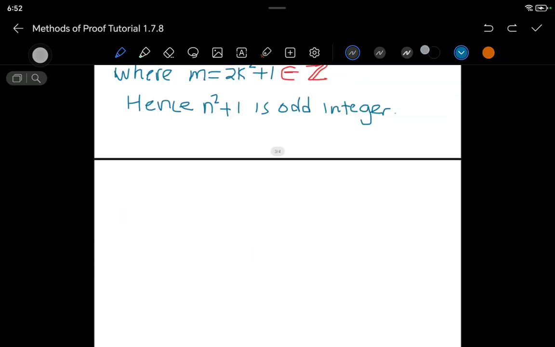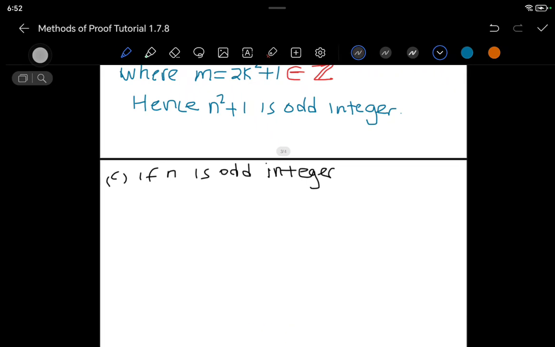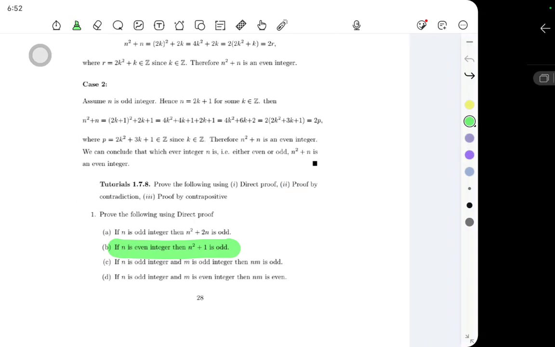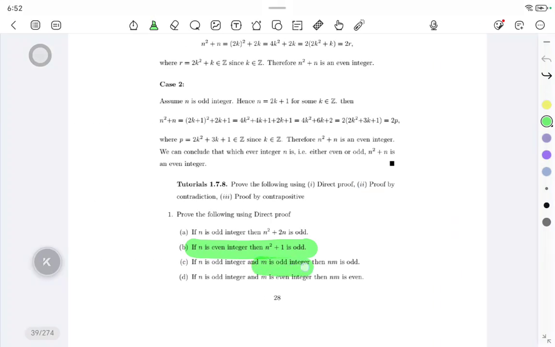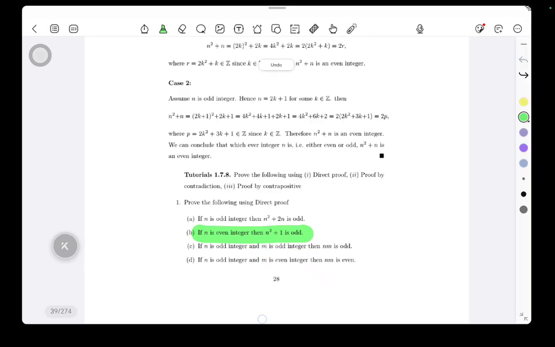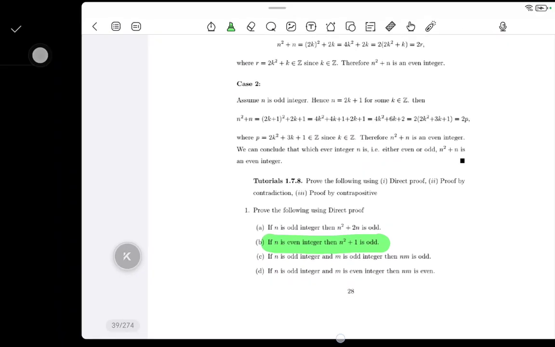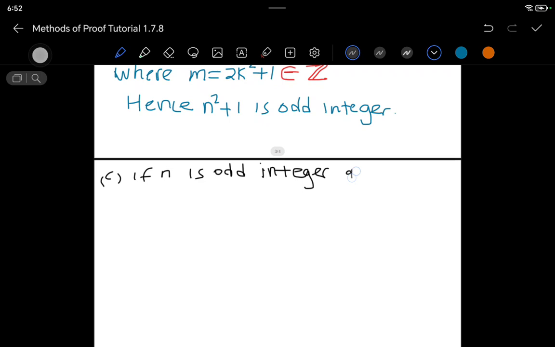If n is odd integer, let me see if I'll write it for you or you'll write it. I think we've done an example based on this and also give us m, right? But I'll write it. Let me just write it. And m is odd integer.